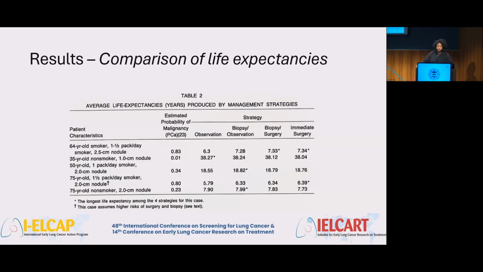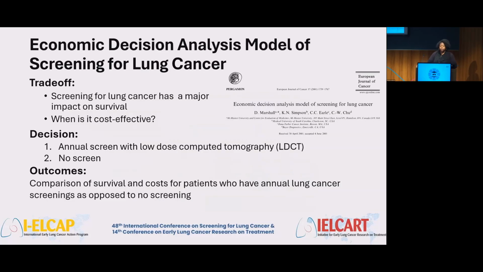I wanted to present, hopefully fairly quickly, this other model that uses an economic decision analysis model for screening for lung cancer, which I think is pretty relevant. The trade-off here is that we know screening is impactful. It has a major impact on survivability, but their question was, when is it cost effective? So you have screening versus no screening, and they wanted to compare survival and cost for patients who have annual lung cancer screenings as opposed to no screening.